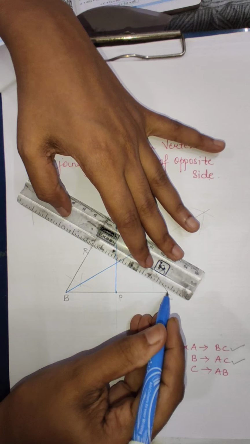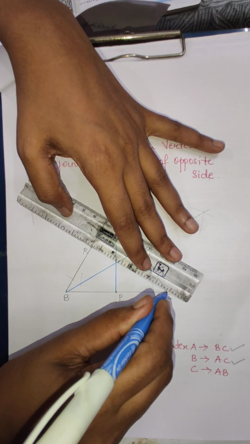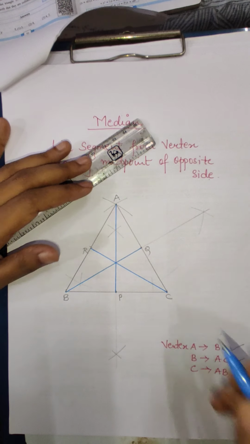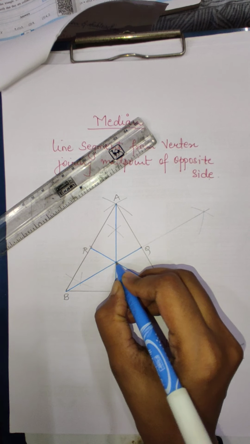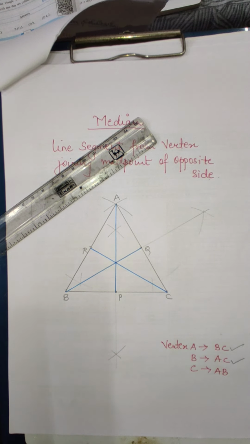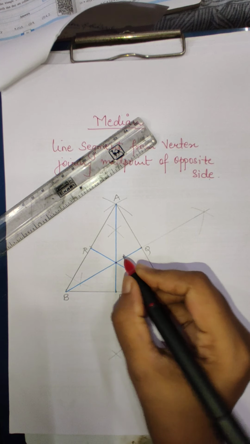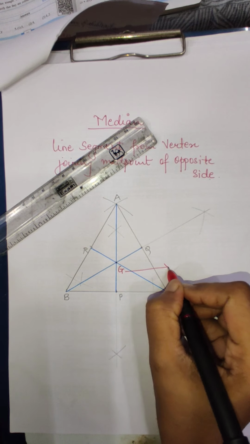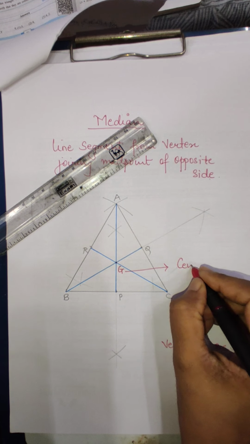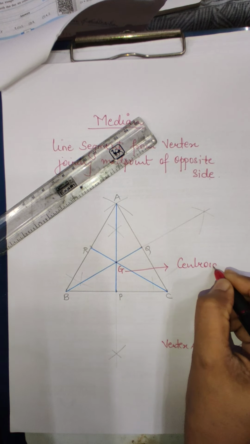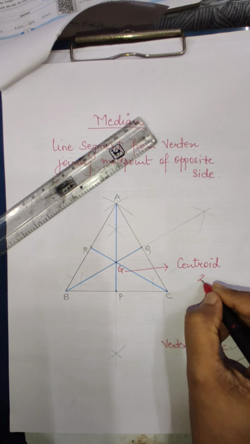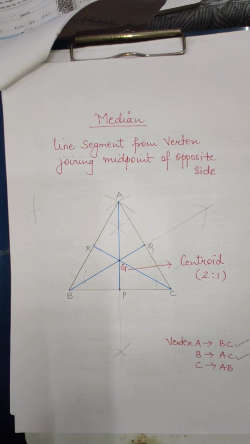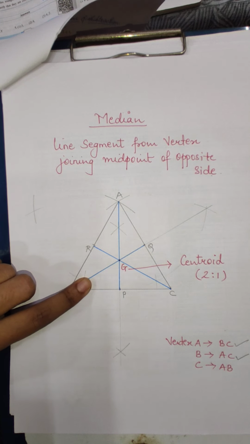And you can draw a line. So this is your point where all the three medians meet. This point is called your G, and we have already studied what is G. It is called the centroid, and it divides the median in the ratio 2:1. Now this median we have seen for an equilateral triangle.